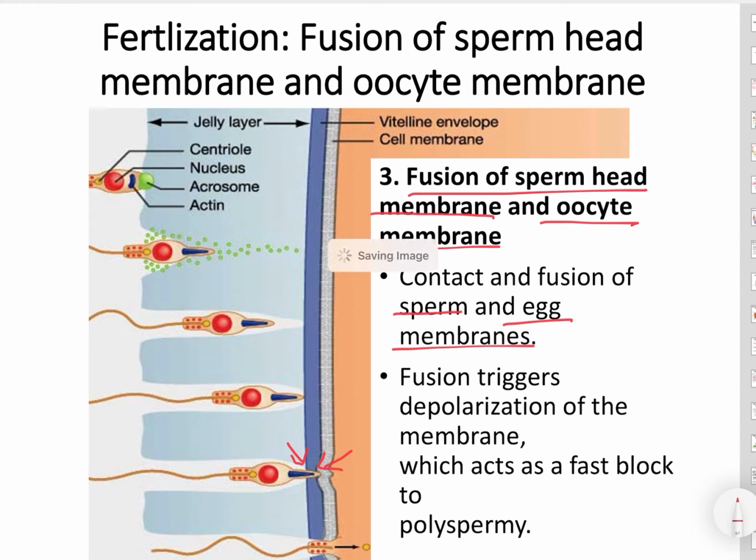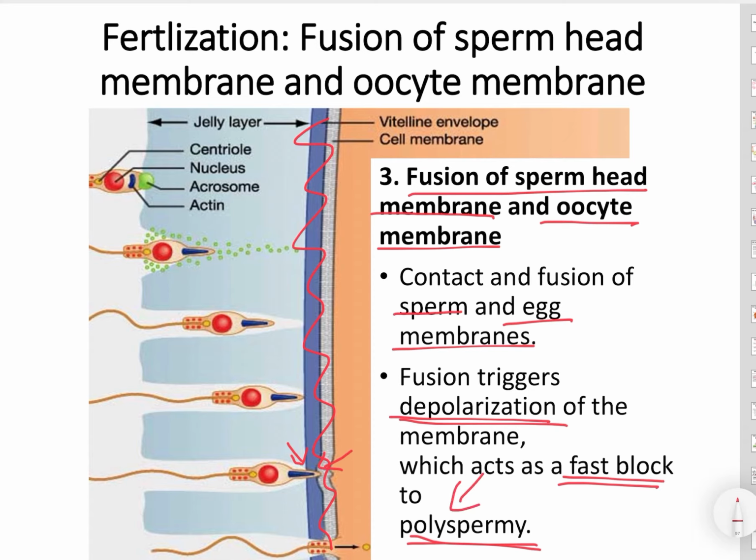Then right after the fusion occurs, it leads to one important process in these stages that we call depolarization of the oocyte membrane. Depolarization of the oocyte membrane ini seolah-olah dia trigger the electric charges here dekat plasma membrane of the egg that will act as the fast block to polyspermy. Okay, so dia adalah berlakunya depolarization ini untuk bertindak sebagai penghalang yang paling cepat to polyspermy.